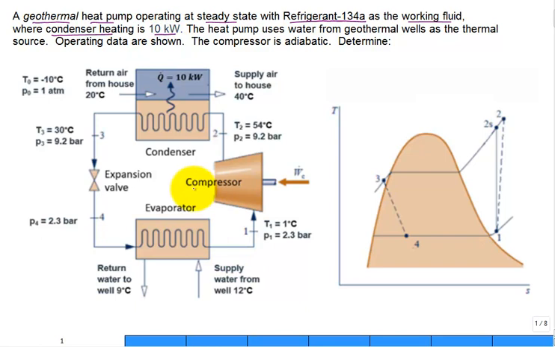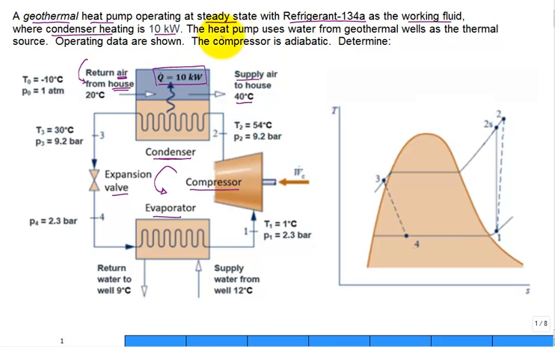So if we take a look, we have components of a compressor, condenser, expansion valve, evaporator. So the refrigerant 134a is flowing through those four components, and the heat output of the condenser is 10 kilowatts, and that 10 kilowatts is used to heat up the air that is the house air. So it's return air from the house coming back at 20 degrees C. It's being heated to 40 degrees C, and that's what's being supplied to different parts of the house to keep it warm in the winter.